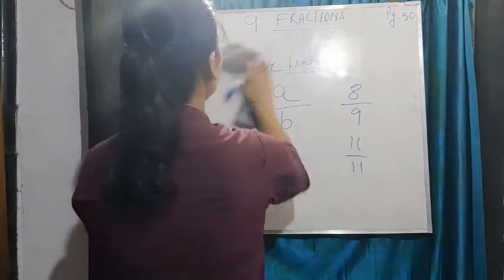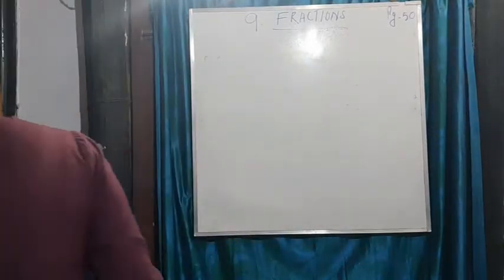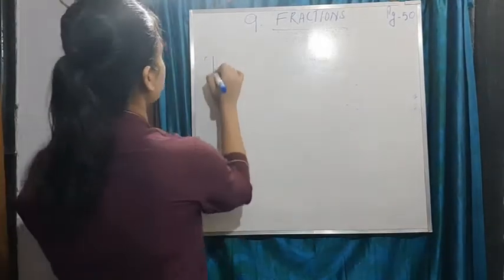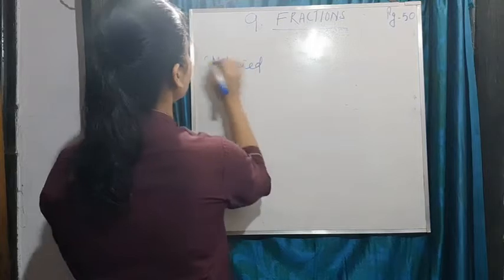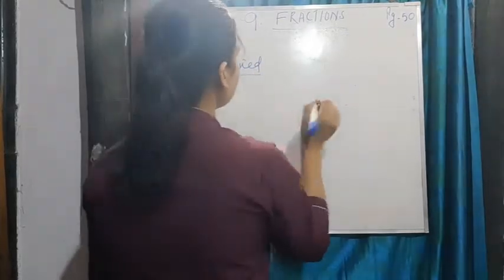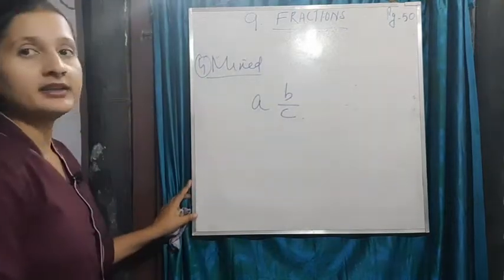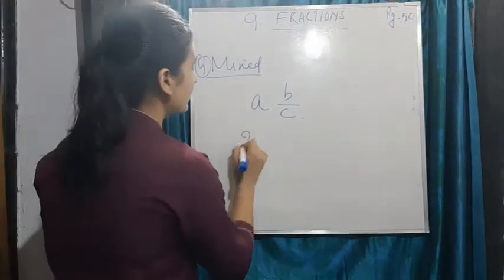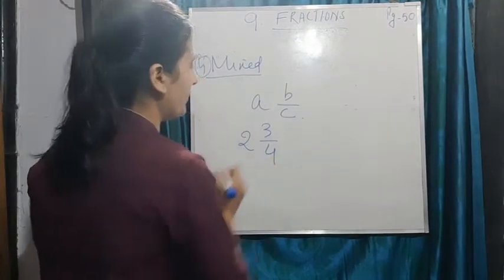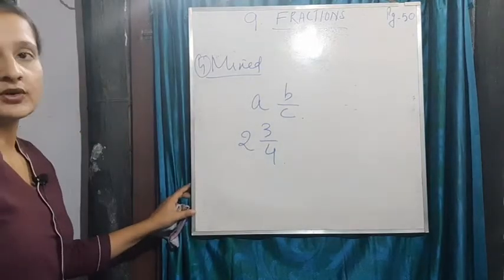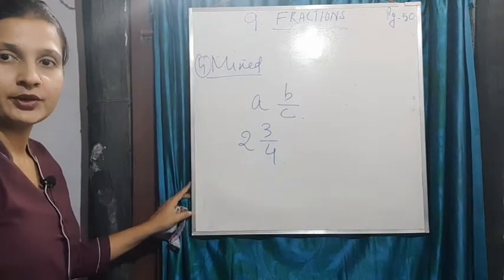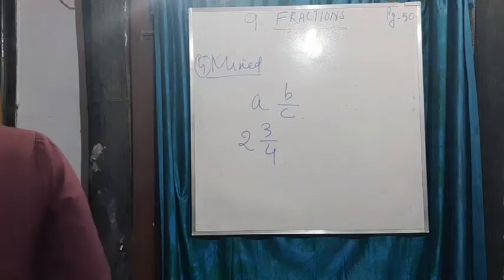Now the fourth one, then comes your mixed fraction. The mixed fraction is written in this form, a b by c. All right, so 2 3 by 4. This is called a mixed fraction. I hope this is clear to you.